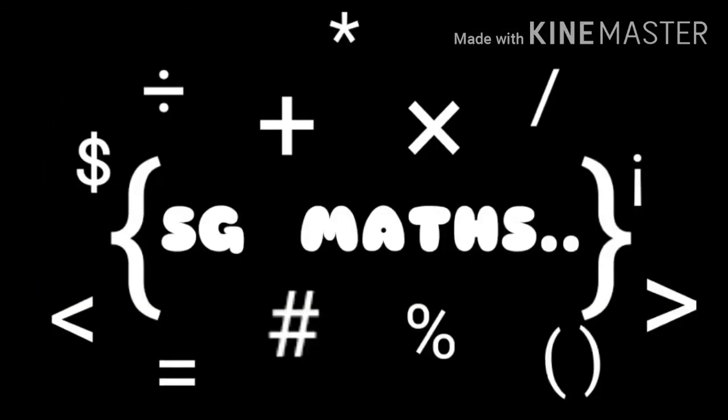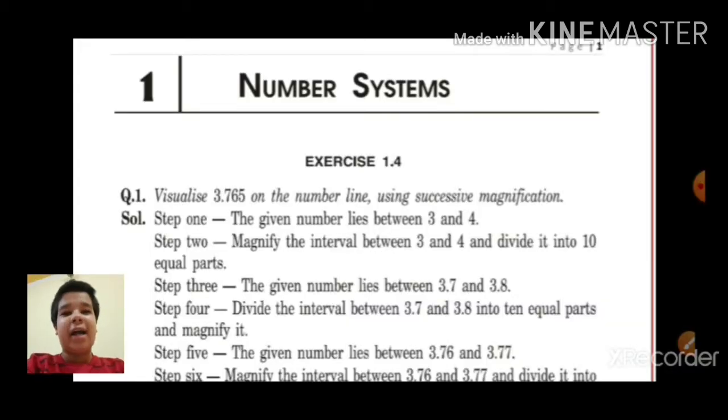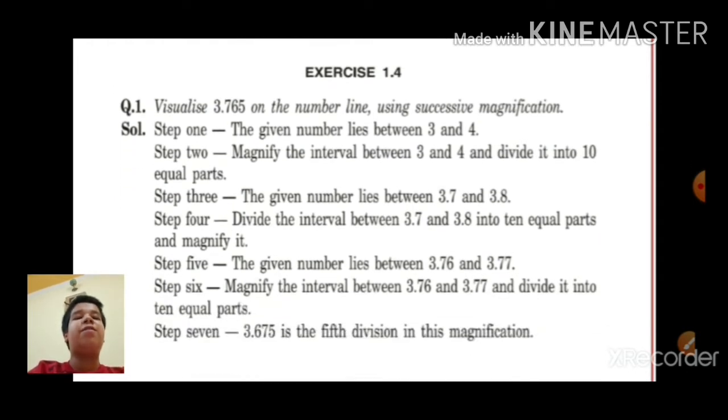Today we are going to do exercise 1.4 of chapter number 1, Number Systems, class 9 NCERT Maths. So let's start with exercise 1.4 question number 1. Our question number 1 is: visualize 3.765 on the number line using successive magnification.